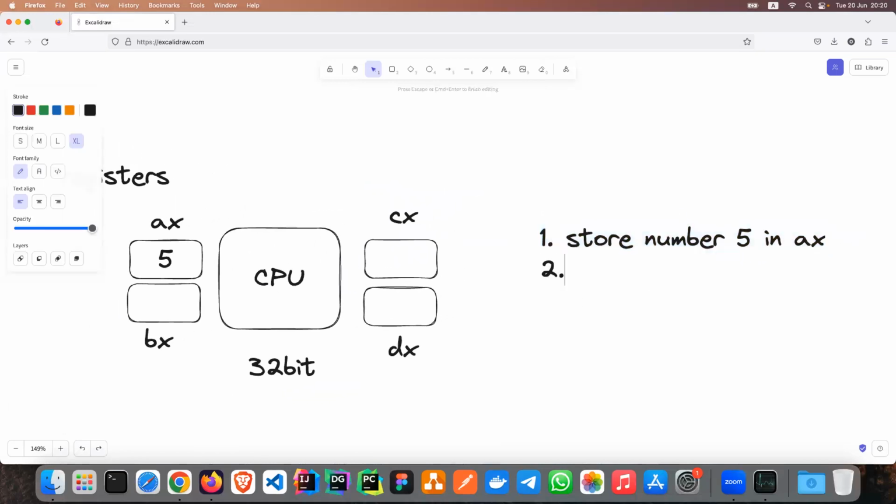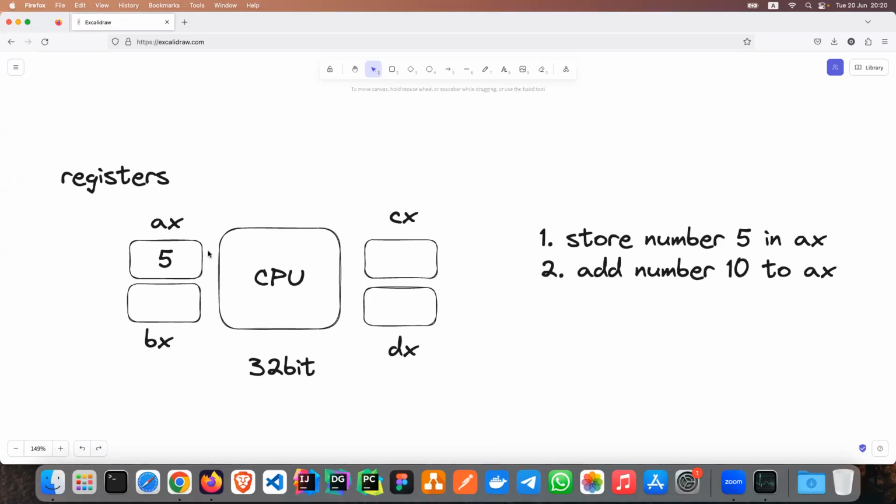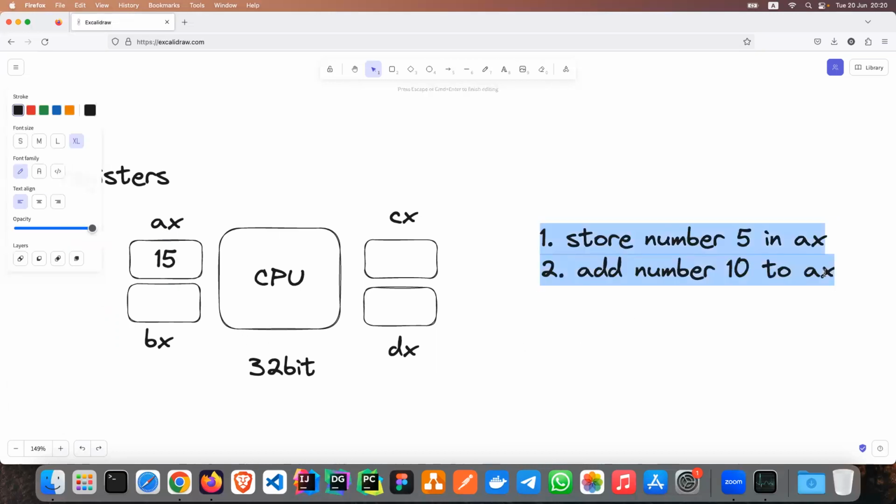My second instruction is: add the number 10 to AX. It means get whatever is in the AX register, add 10 to it, and store it back in AX. For example, we get 5, we add 10 to it, we get 15, and like this.